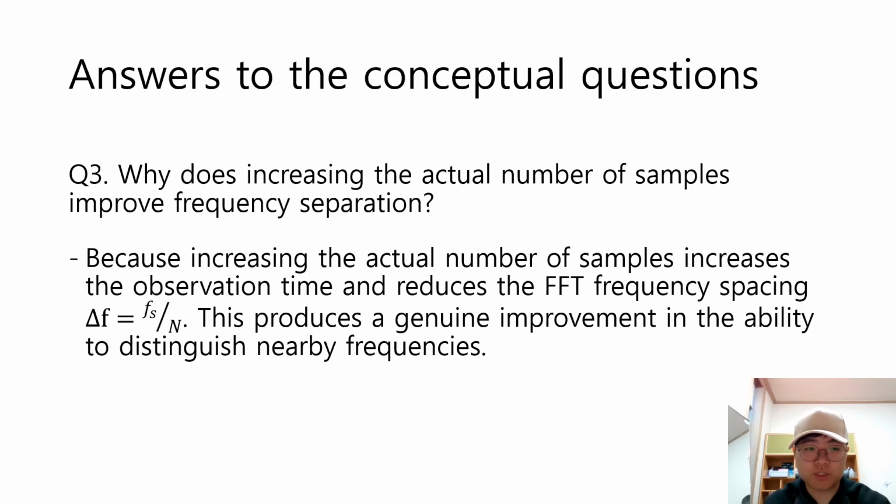For our last question, why does increasing the actual number of samples improve frequency separation? Because increasing the actual number of samples increases the observation time and reduces the FFT frequency spacing. So this produces a genuine improvement in the ability to distinguish nearby frequencies.